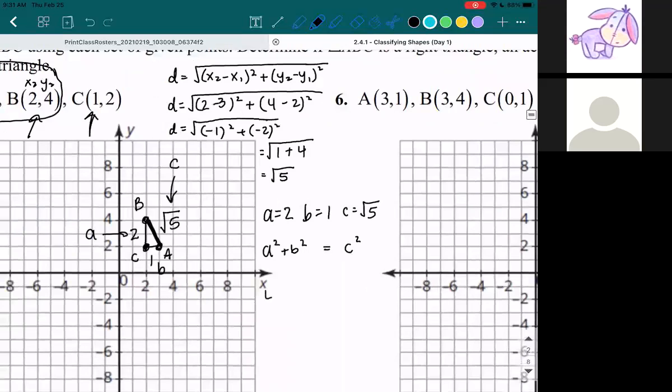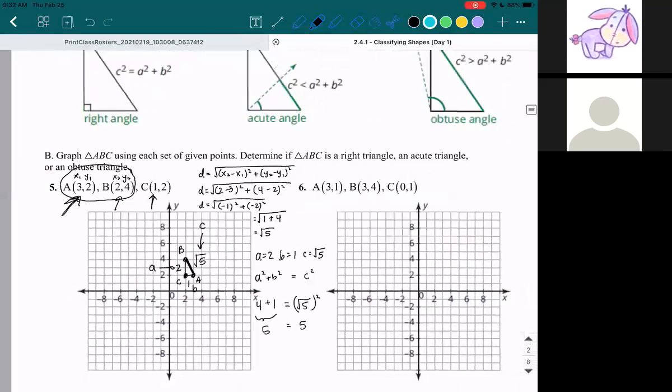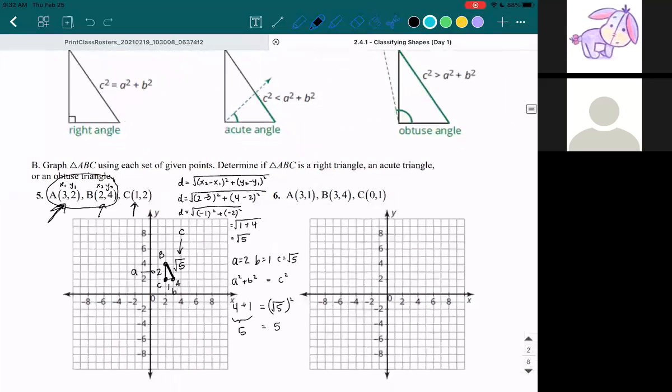Okay, so A squared would be 4 because it's 2 squared. B squared would be 1 because B is 1. And then C squared is square root of 5 squared. So let's figure that out. Square root of 5 squared, the squared and the square root cancel each other out, we get 5. And when we add together 4 plus 1, we also get 5. So 5 is equal to 5. That's great. C squared is equal to A squared plus B squared. So since C squared was equal to A squared plus B squared, we have a right triangle. I'm going to write right triangle.